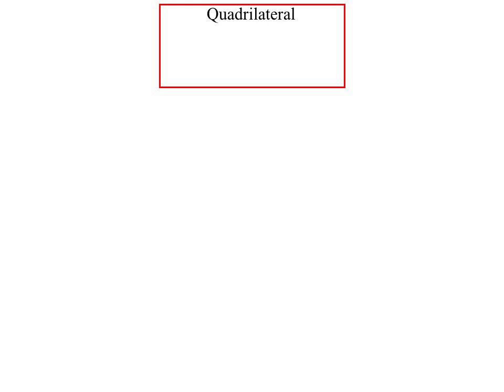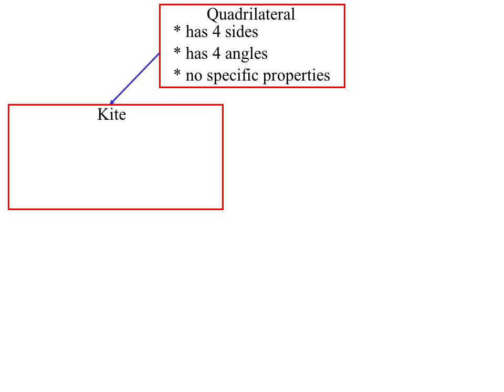Quadrilateral, pretty boring really. Oh, it's got 4 sides, we know that. How useful is that? Oh, it's got 4 angles as well. Yeah, terrific. But other than that, really, no specific properties other than we're talking about a 4-sided object. But then we start branching down, and we'll go over here to the kite. What do we know about the kite?